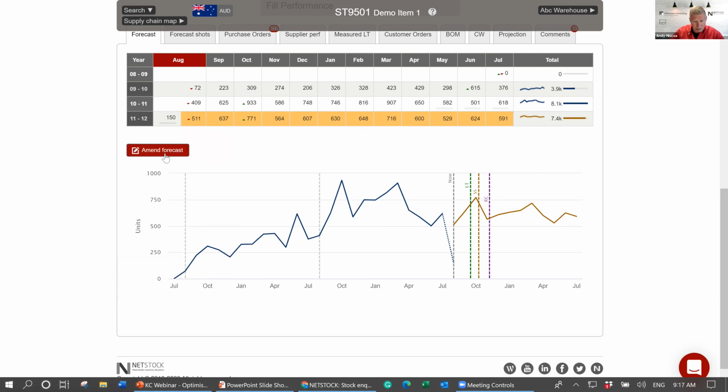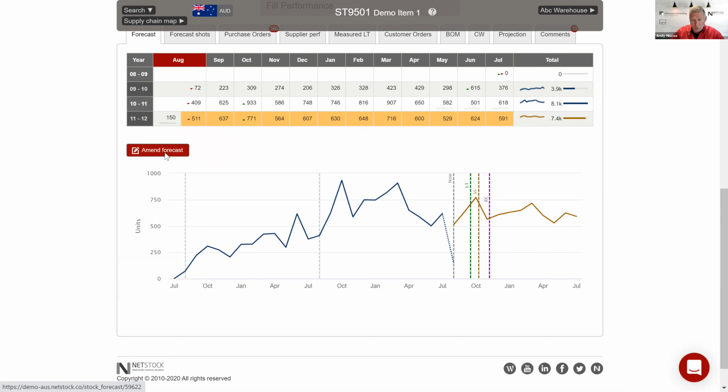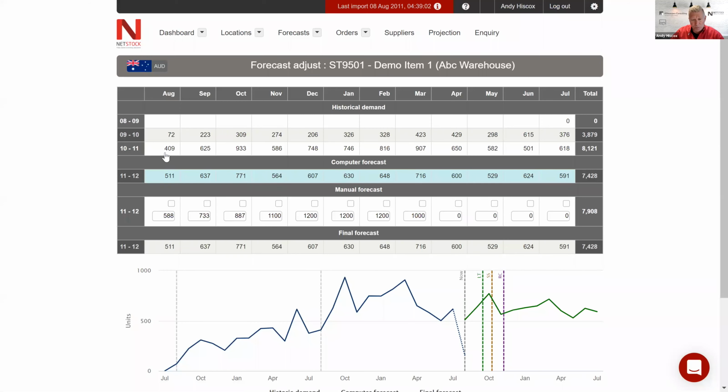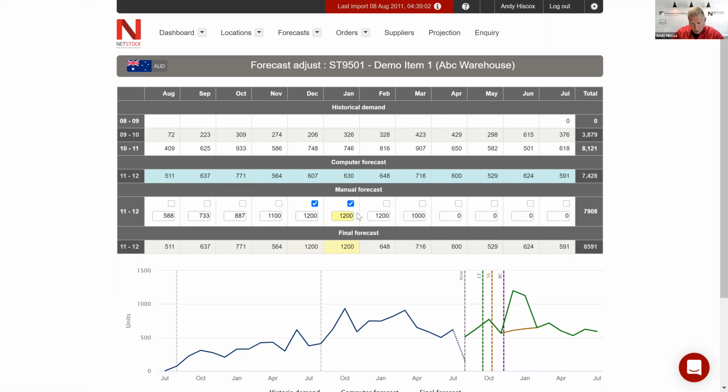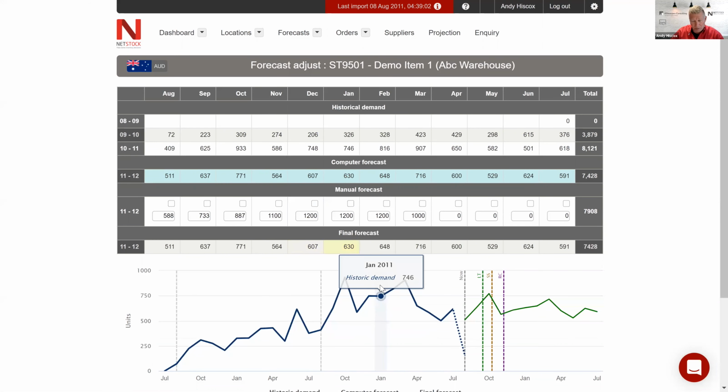So in the system, you're able to adjust forecast at an item, at a group, or at a company level. So you could go to any individual period, put in any numbers you deem to be appropriate to deal with projects, promotions, and so forth. And here we can see now the final forecast is adjusted above the computer, which always remains in the background. So you can make adjustments to any periods you like.